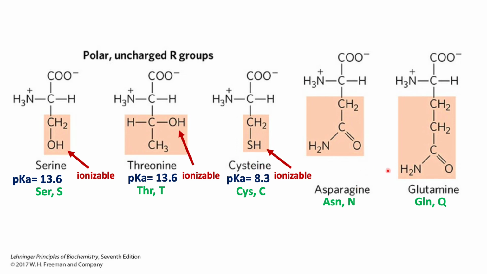Now, asparagine and glutamine, they are polar because we have those electronegative hydrophilic atoms, but they do not have ionizable groups. Therefore they do not have pKas. And when we talk about the polarity in serine, the OH contributes to polarity, same with threonine, and for cysteine, it's that sulfur-hydrogen bond.